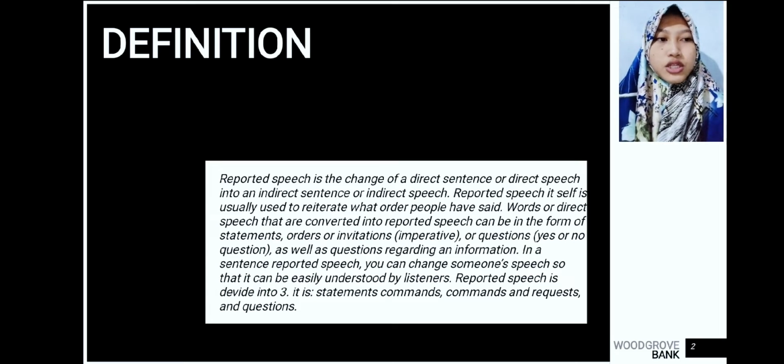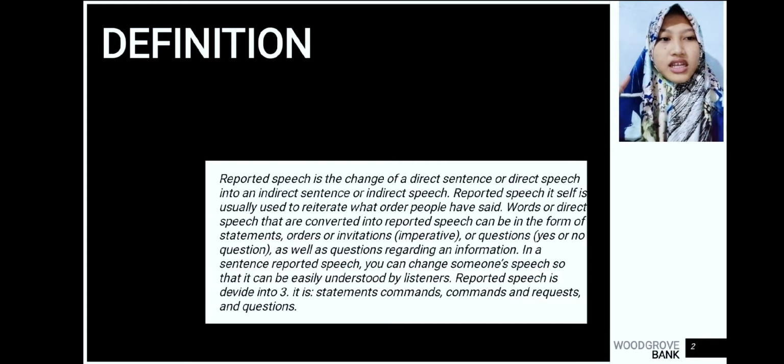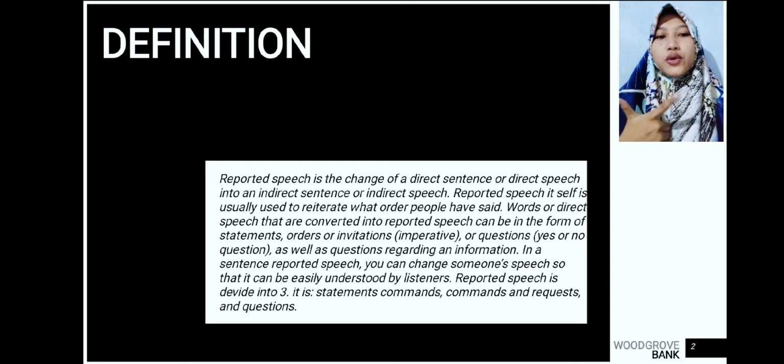In a sentence reported speech, you can change someone's speech so that it can be easily understood by listeners. Reported speech is divided into three. It is statement, comment and request, and question.